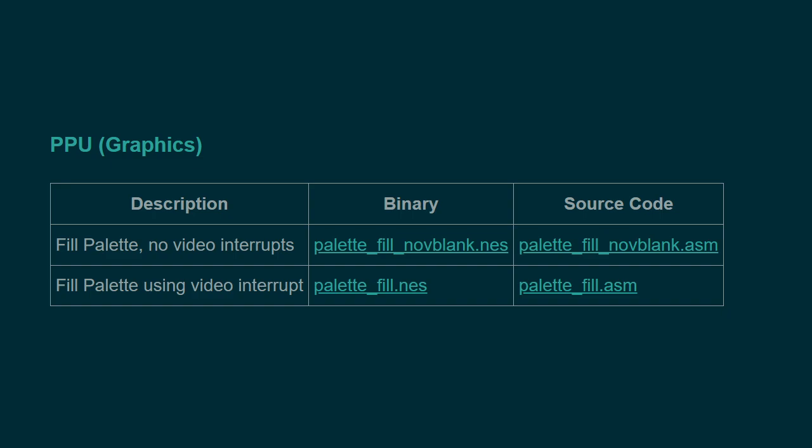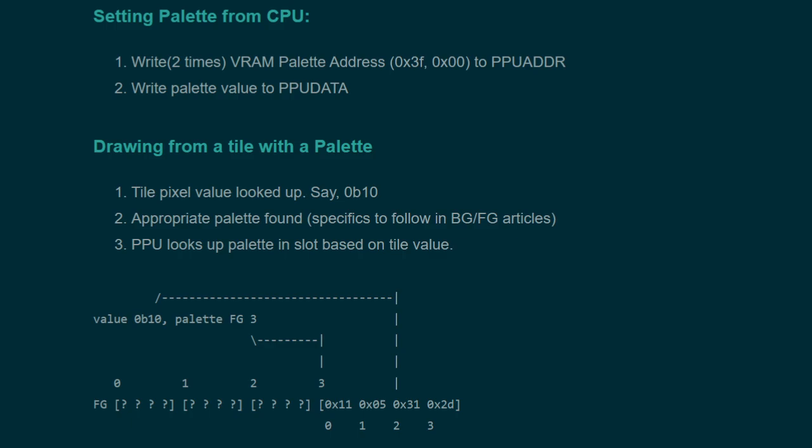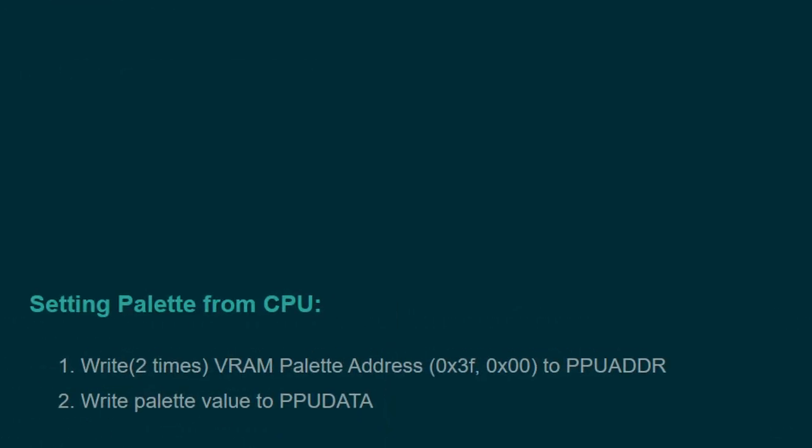Since the palette relies on a fair bit of indirection, I've put together a little diagram to help summarize what we've discussed. There are two lenses from which to view the palette. First is how the CPU writes to the palette. The CPU needs to write two times in order to put the VRAM palette address into PPU address. Then it needs to write the palette value into PPU data.